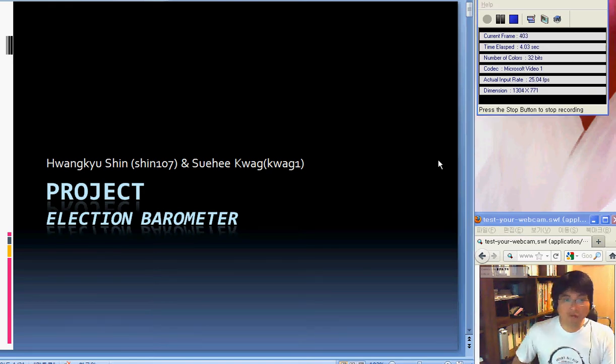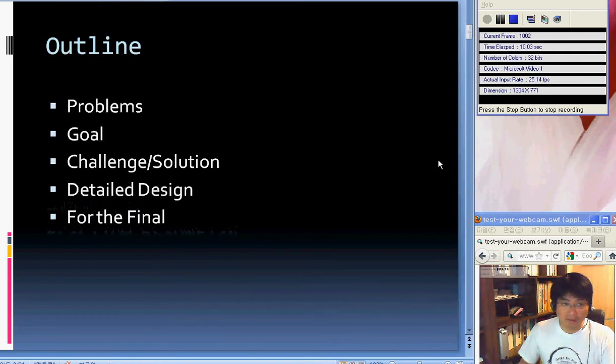Today we are going to introduce a system called Election Barometer, which can predict who's going to be the next American president. For this presentation, we will talk about the problem for the starter and the goal that we are thinking for the destination. Then we will discuss the challenges and solutions to build it, and we will present what we have for detailed design. At last, we will tell you where we are and what we need to do for the final.